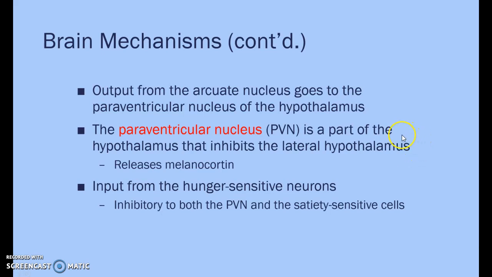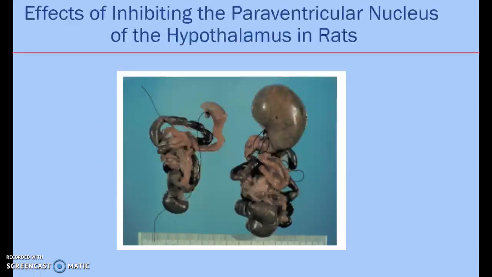If there is damage to the PVN area, then the animal might overeat, which is what we see here. This is the hypothalamus in some rats. Here's a normal rat, normal digestive system. And then here we have a rat that had its paraventricular hypothalamus chemically inhibited. The rat continued eating even though it had eaten enough, even though the stomach and intestines were distended almost to the point of bursting, but it kept on eating because that part of the brain was damaged.